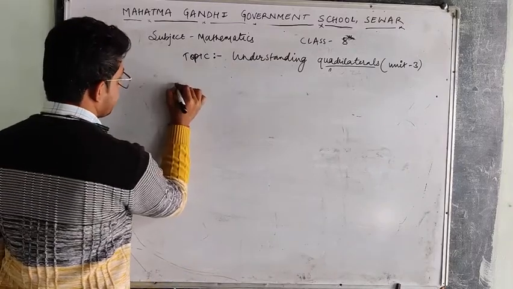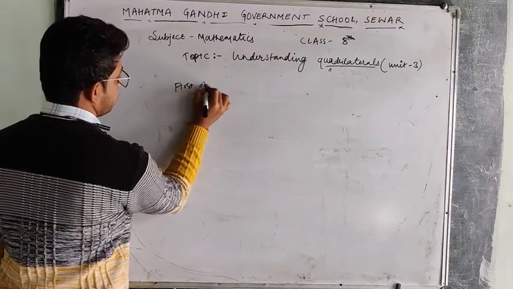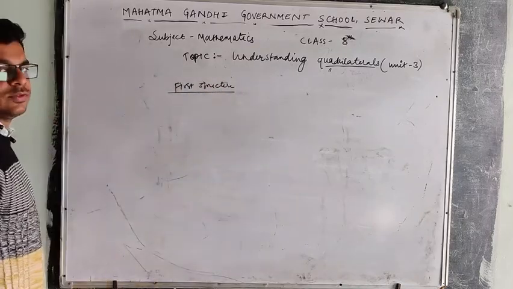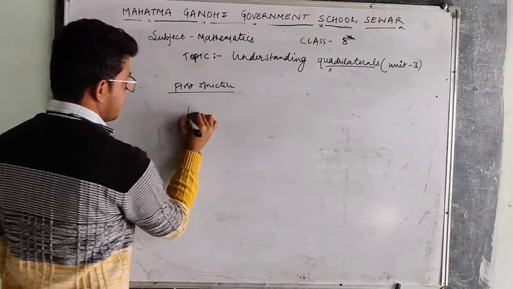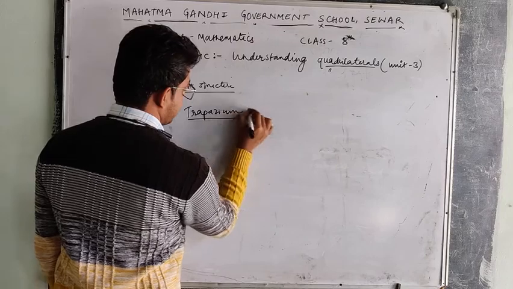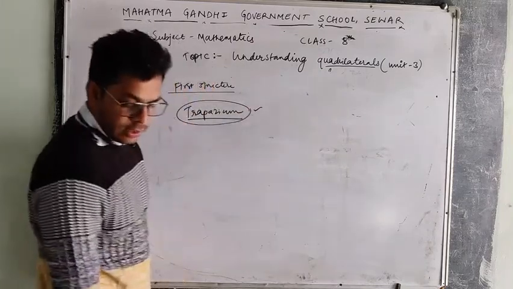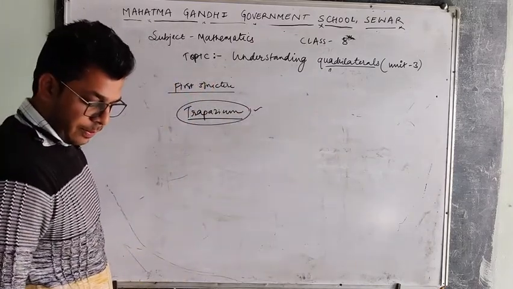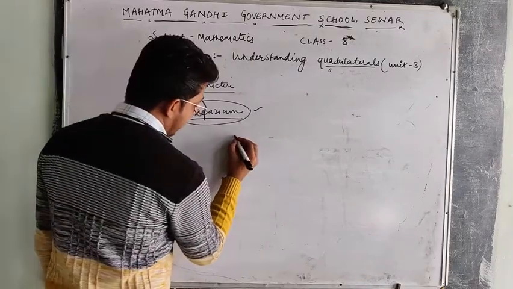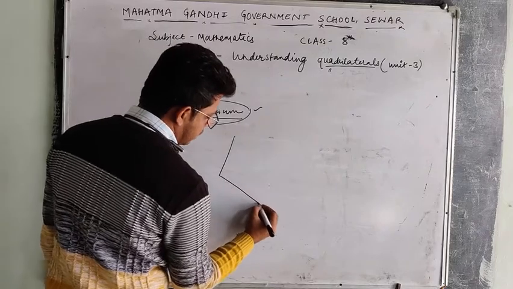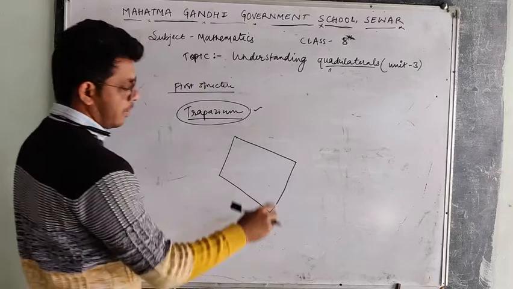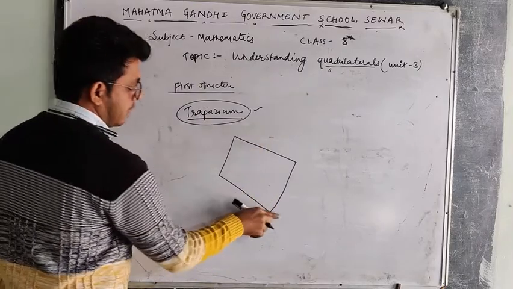The first structure we are going to discuss is the trapezium. What is a trapezium? A trapezium is any structure which has 4 sides, and 2 sides are parallel to each other.